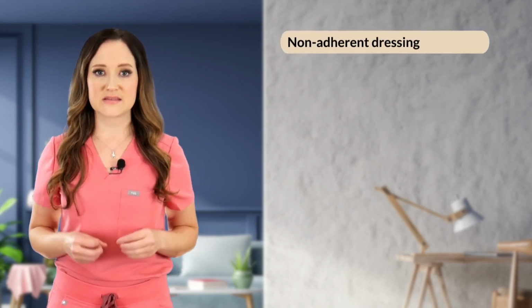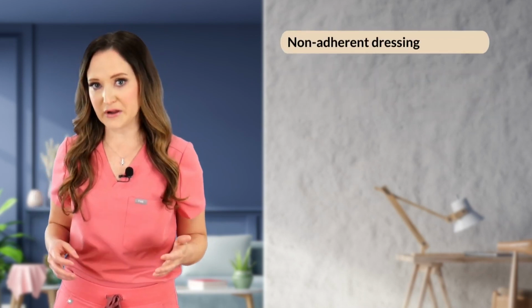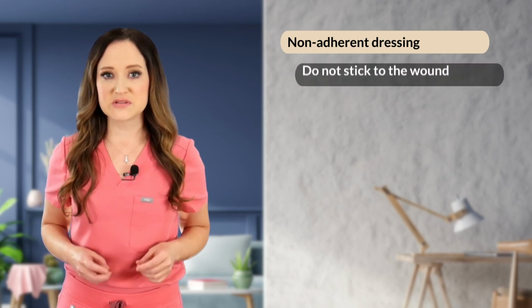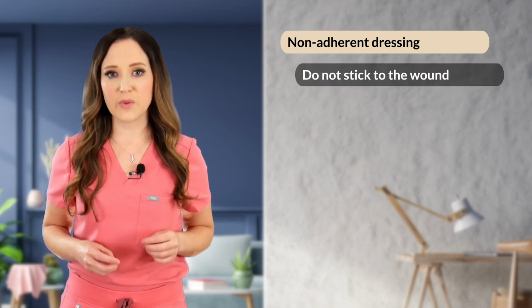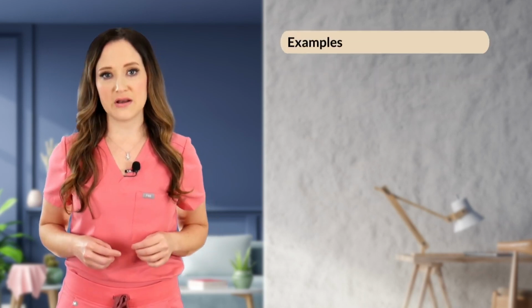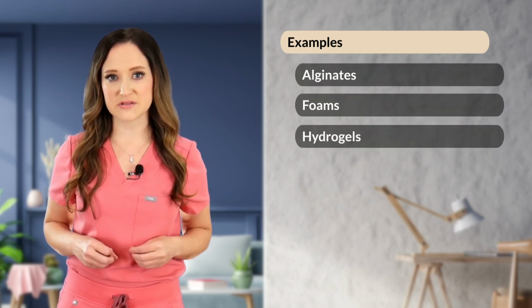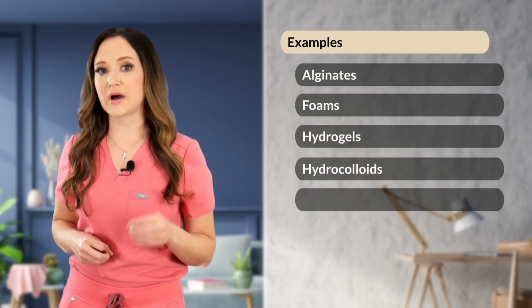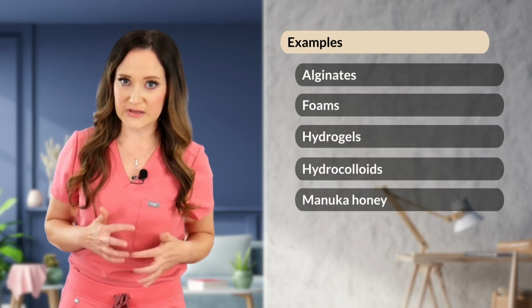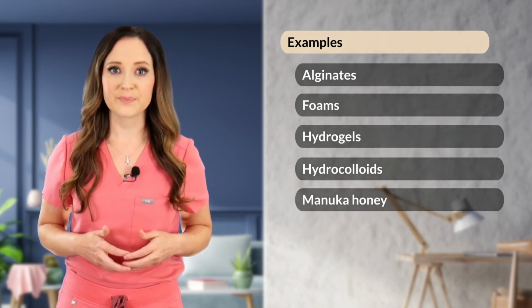Non-adherent dressings are exactly as they are named, non-adherent. This means they don't stick to the wound and therefore don't pull away tissue at the surface level of the wound. Examples of non-adherent dressings include alginates, foams, hydrogels, hydrocolloids, and Manuka honey sheets, which can actually come in adherent and non-adherent forms. The benefit of non-adherent dressings is that they keep wounds moist through all phases of wound healing.